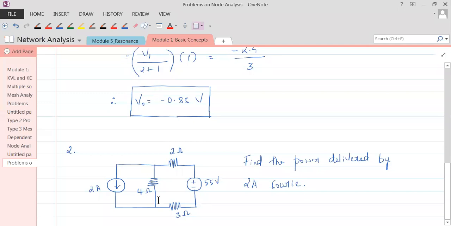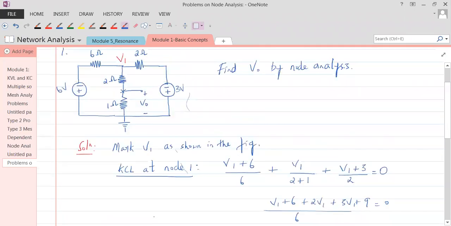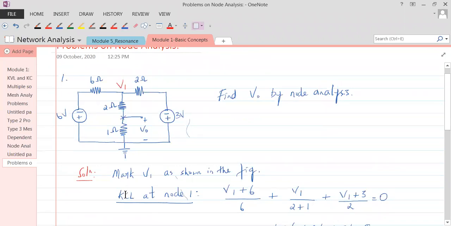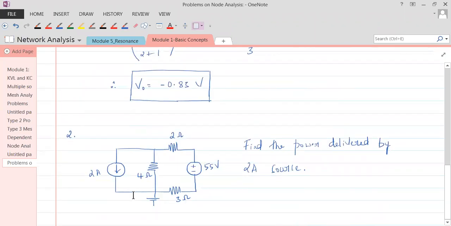And you should understand that this is ground. In the first problem also we didn't mark the ground. So marking the ground is very important. There should be a ground here. So let's not count the reference node, this ground, as a node. When I ask you how many nodes, you should just tell me how many non-reference nodes, leaving this. Okay, there is just one node now.